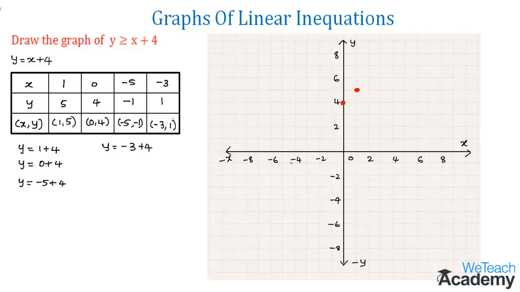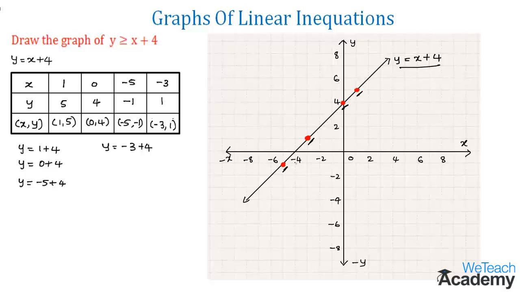And now let us mark a point for the next ordered pair (-5, -1) somewhere here in the third quadrant. And then we get a point somewhere here for the ordered pair (-3, 1). Now let us join all these points. So we get a straight line for the equation y is equal to x plus 4. So here every point on the line satisfies the equation y is equal to x plus 4. And here this line separates the entire plane into 2 half planes.